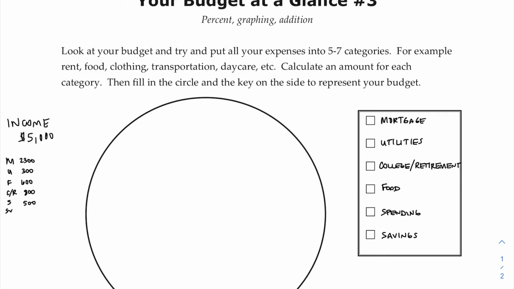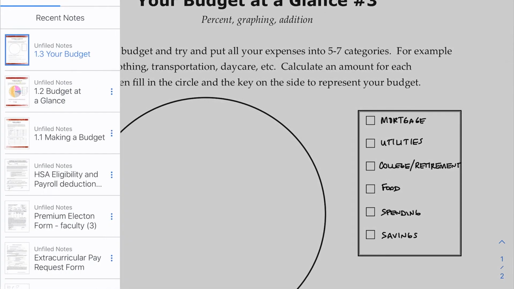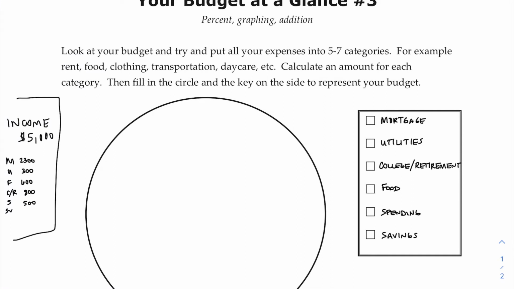Okay. My mortgage, I wrote all this stuff over here on the side, right? So my mortgage is $2,300 a month. Utilities are about $300 a month. Food, we spend about $600 a month. We have a family of 5. College and retirement is what I called one of those categories, just sort of lumping those together. That's about $800 a month that we put away for that.